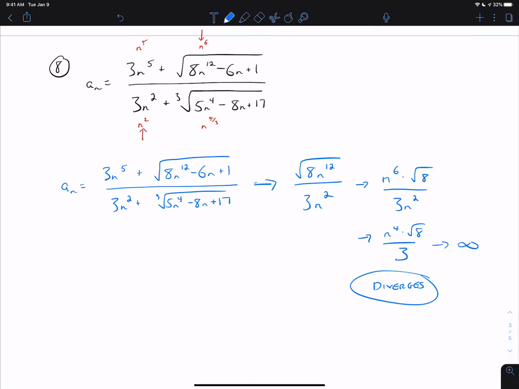Okay, so when we're doing these problems, it's going to be acceptable to do this and take the dominant term when we're talking about all similar function types, meaning all power functions in this problem, where they're all n to a power: n to the fifth, square root of n to the 12th, square root of n, and square root of n to the 0, and then on the bottom, n to the second, cube root of n to the fourth, cube root of n, and then cube root of n to the 0. We'll accept the dominant term when it's the same type of function.